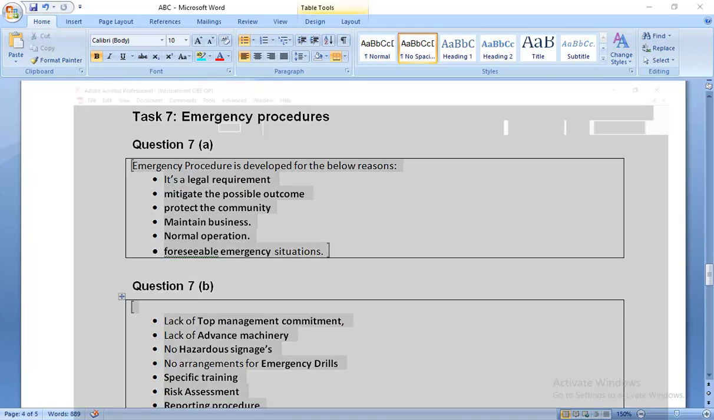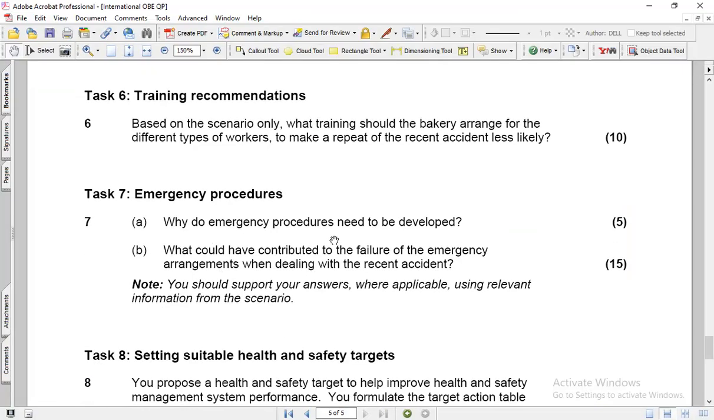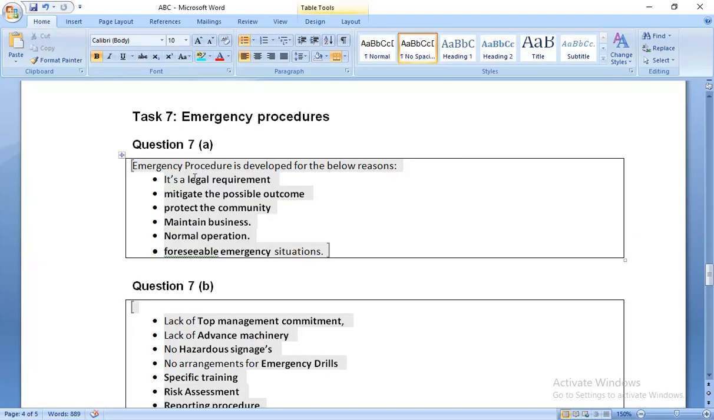Now we will move towards task 7. Why does emergency procedure need to be developed? Emergency procedure is developed because it's a legal requirement, to mitigate the possible outcome, protect the community, maintain business, bring activities back to normal operation, and for foreseeable emergency situations.